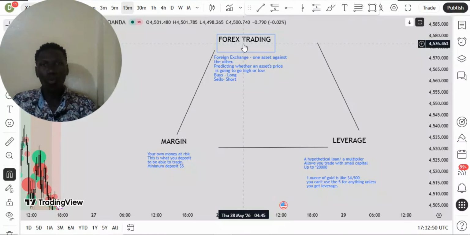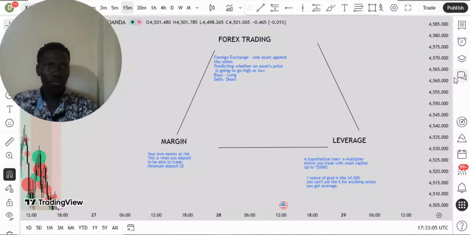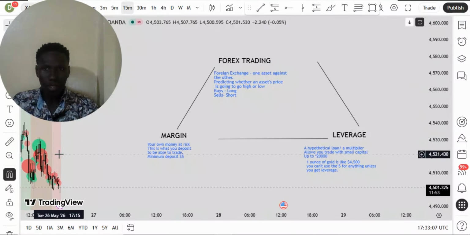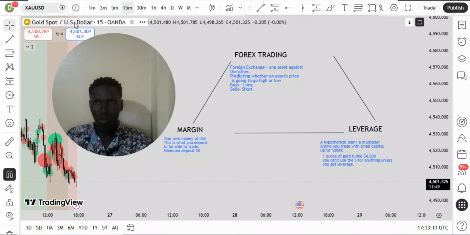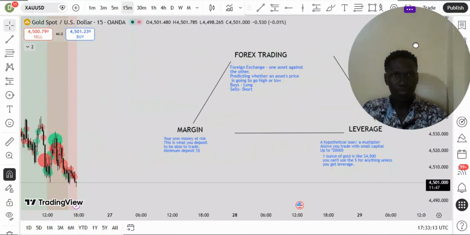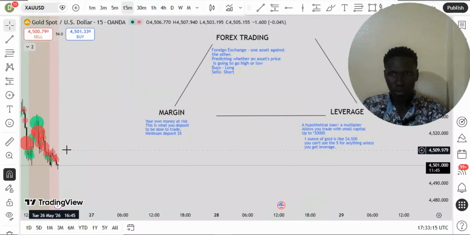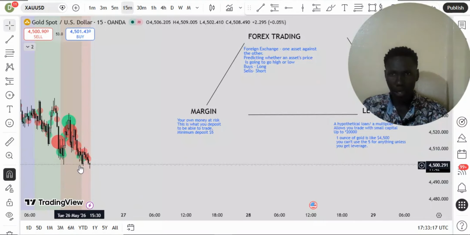Now, what do you do in forex trading? How do you make money? You simply make money by predicting whether an asset price is going to go high or low, whether an asset price is going to go up or down. So right now, this is gold against the US dollar, right? So right now the price of gold is here, right?